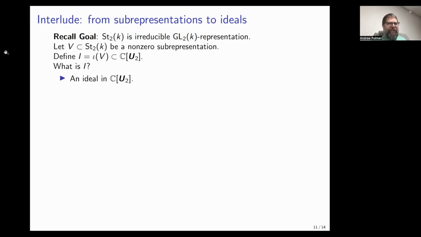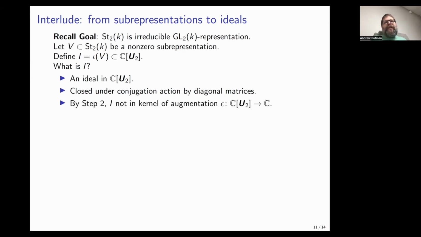So I is definitely an ideal. It's closed under conjugation by diagonal matrices. That's really going to be the key here. And it's also, by step 2, not in the kernel of the augmentation map. Okay, and now at this point, I'm just going to focus on ideals.